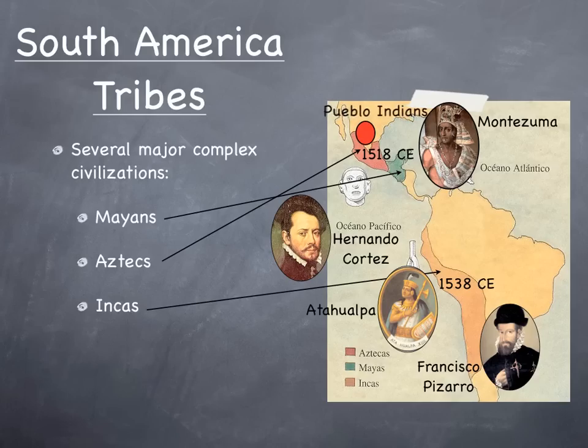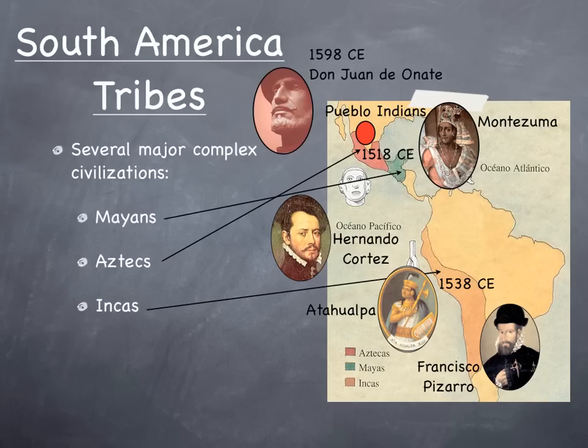Lastly, we want to talk about the Pueblo Indians. The Pueblo Indians are a confederation of different tribes. They're not one empire, but they all reside in northern New Mexico, Arizona, California, and Texas. They disappear around 1598. Not exactly disappear, but their confederation comes to an end because of a Spanish conquistador known as Don Juan de Onate.